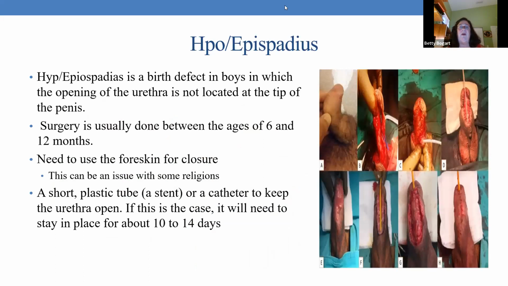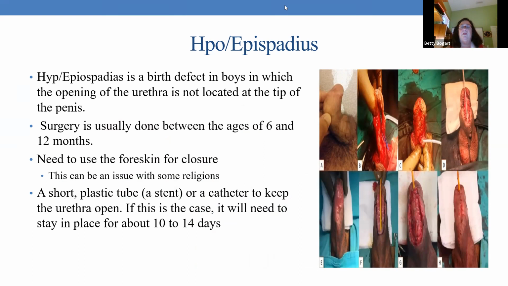Now, I finally found a really good picture about hypospadias and epispadias to give you all an understanding of exactly what they have to do in order to fix this. Hypospadias is when the opening of the penis, the urethra, is not on the tip, it's underneath. Anywhere underneath it could be. And epispadias is on top, but it's not on the end where it should be.